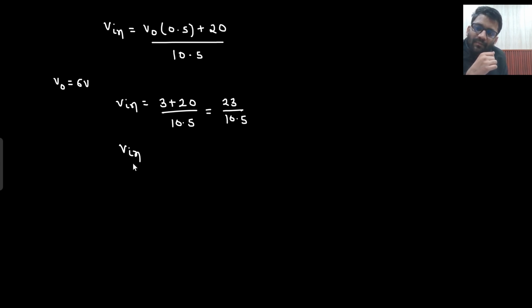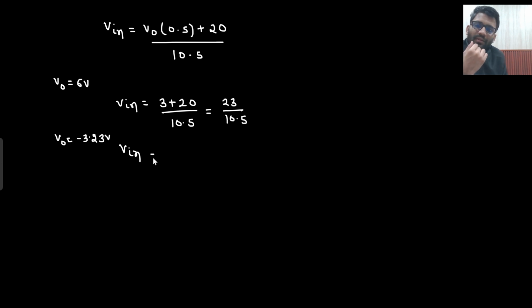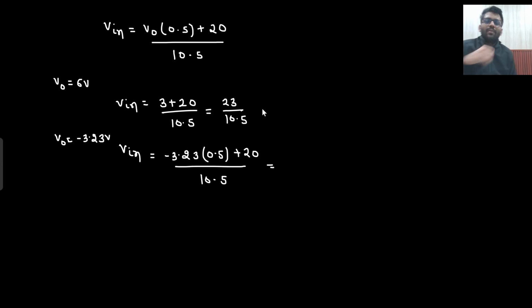If I put 6 volt here, what am I going to get? 3 plus 20 divided by 10.5. So 23 divided by 10.5. And V naught equals minus 3.23 volt I will get. Minus 3.23. 3 into 0.5 plus 20 divided by 10.5. Okay. So 23 divided by 10.5. 2.19.